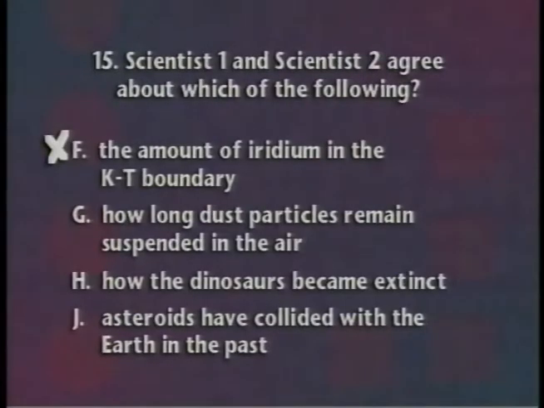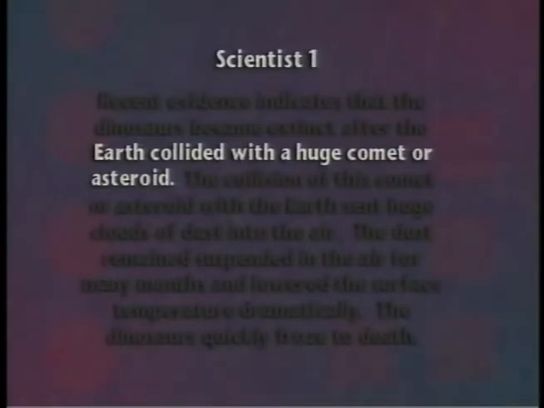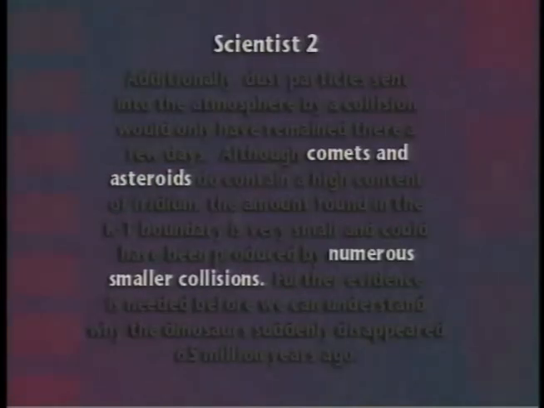How long dust particles remain suspended in air? Well, we already know that they disagree on this point. How the dinosaurs became extinct? Well, we know they disagree on this point because that's the purpose of the two passages. So finally, asteroids have collided with the Earth in the past. We know they agree on this point. Scientist 1, the Earth collided with a huge comet or asteroid, and Scientist 2, numerous smaller collisions, comets, and asteroids. Answer J.